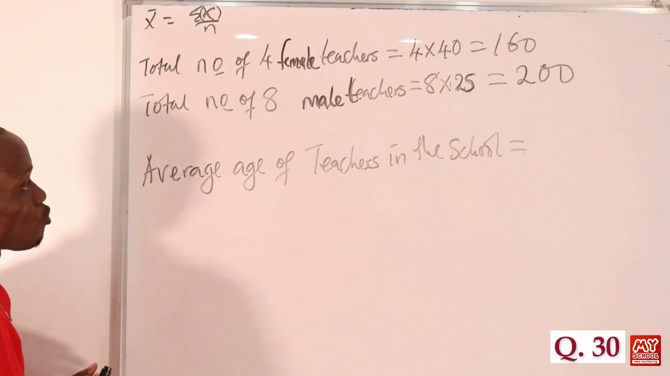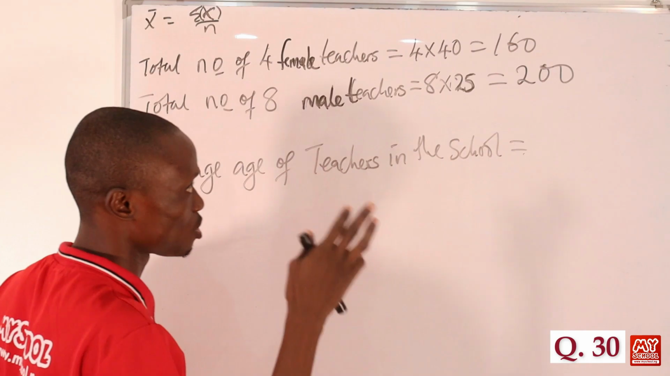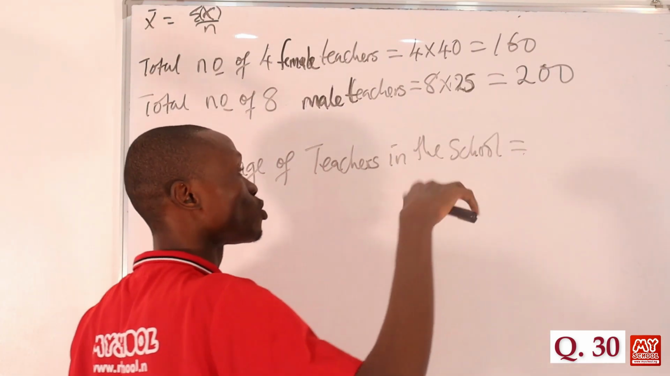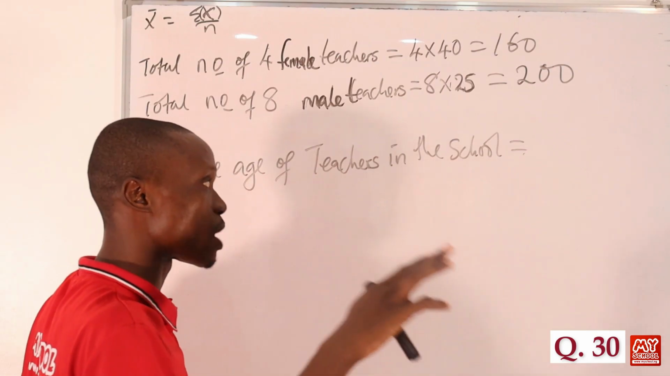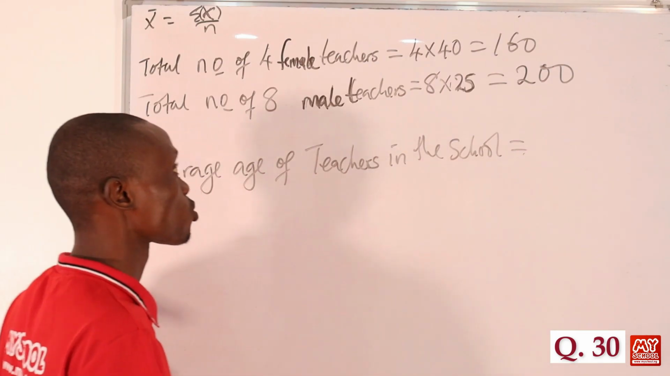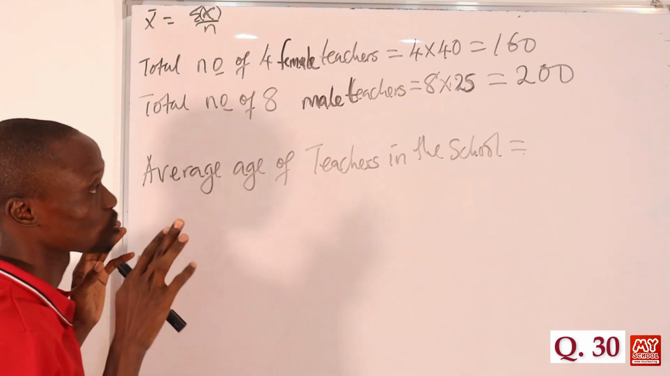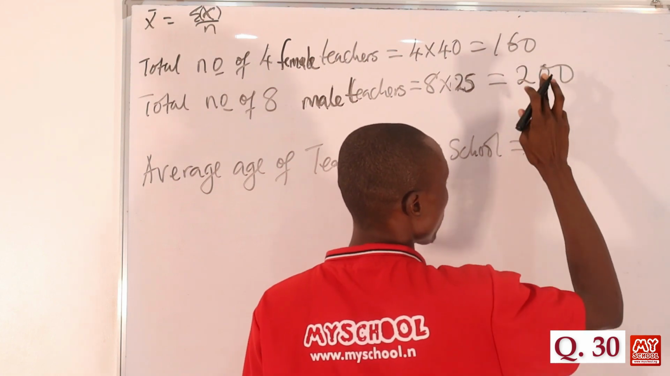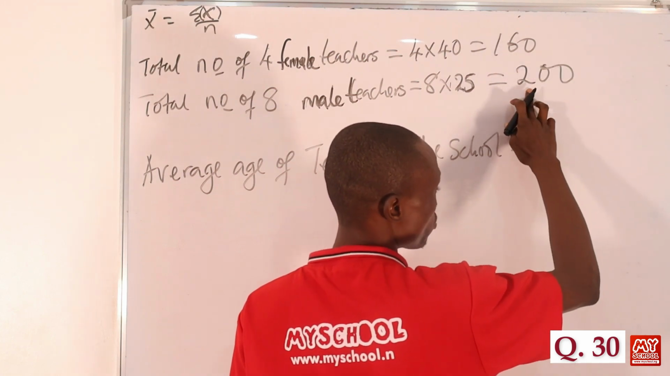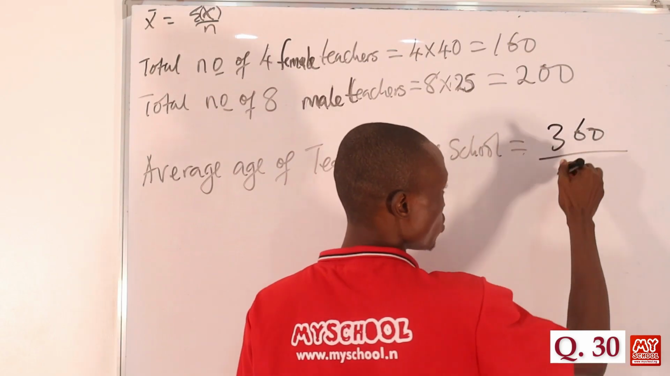So now we can calculate for the average age of teachers in the school. So the average age of teachers in the school will be equal to the total age of all the teachers, which include the male and the female, divided by the number of teachers, right? So the number of teachers in this school is 12, right? So the total age of all the teachers in the school will be 160 plus 200, that will be equals to 360. And the total number of teachers in the school is equals to 12.